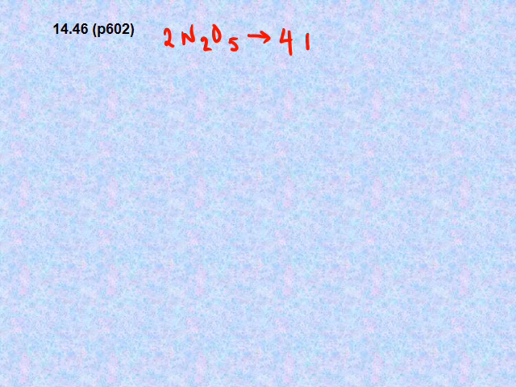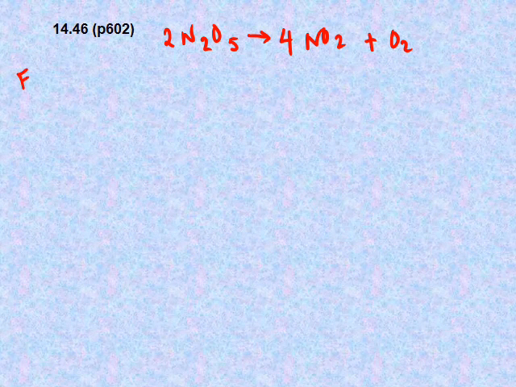Now we are going to do number 46, page 602. This is the reaction of 2N2O5 in gas phase, giving 4NO2 and 1 mole of oxygen. So that's the reaction. They're doing it at 70 degrees centigrade and they're saying it's a first order reaction.